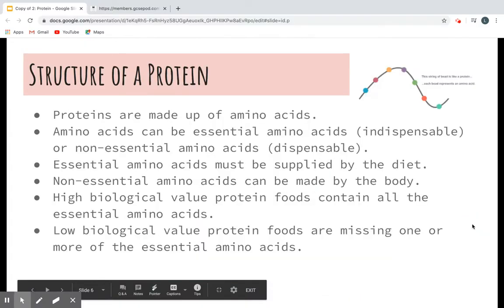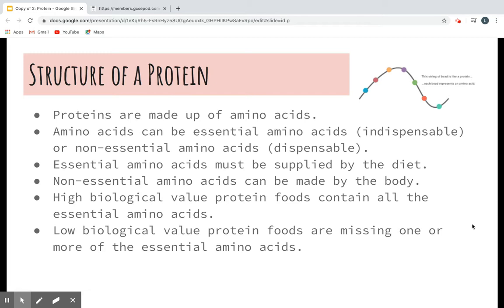So moving on then to the structure of a protein, okay? And this is where it gets a little bit more complicated, so please listen carefully. You may have learnt this in science. So proteins are made up of amino acids, and hopefully you have heard of that term before. If you look at this picture in the top right corner, you'll see that this is what an amino acid chain looks like. So the amino acids are the little circles and they're linked by these bonds, okay? So that is what proteins are made up of.